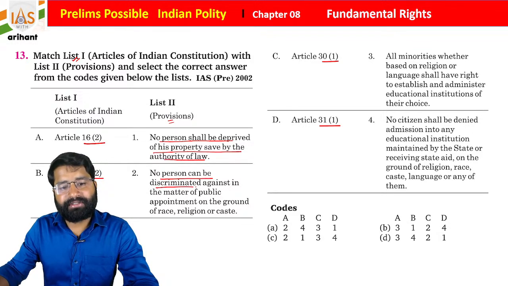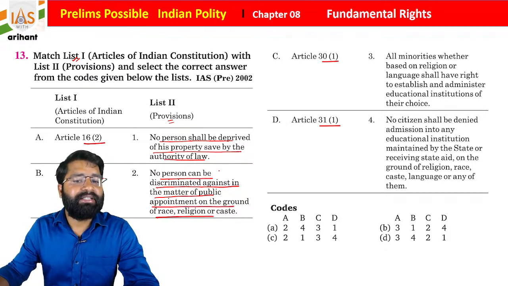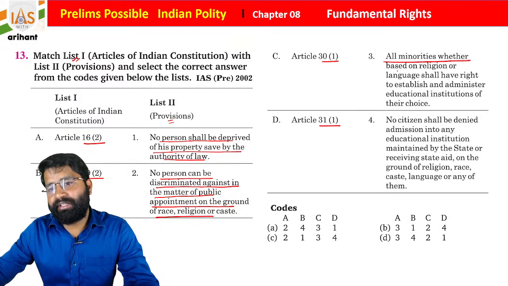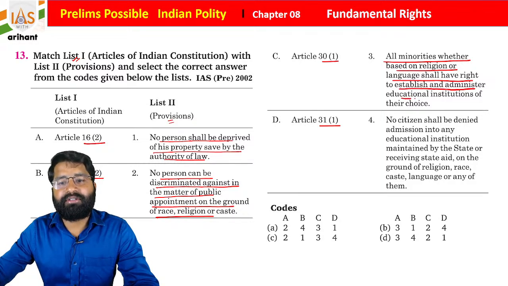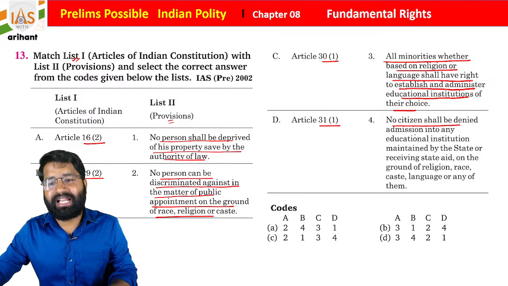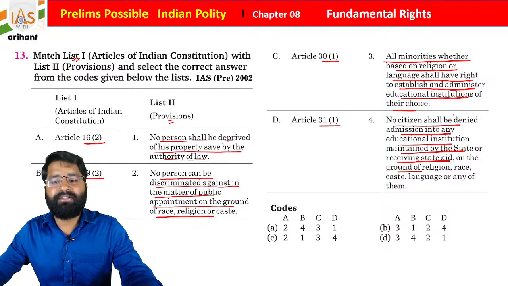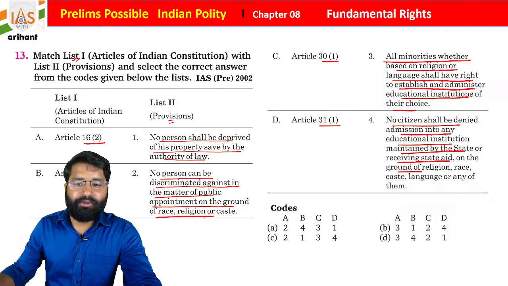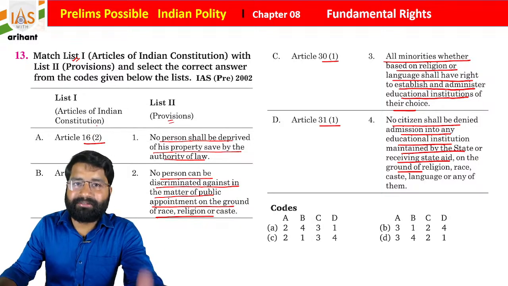No person can be discriminated against in the matter of public appointment on the ground of race, religion and caste. Third says that all minorities, whether based on religion or language, shall have the right to establish and administer educational institutions of their choice. And basically 4 says that no citizen shall be denied admission into an educational institution maintained by the state or receiving state aid on the ground of religion, race, caste, language or any of them, students. So now just see, we are going to match it.